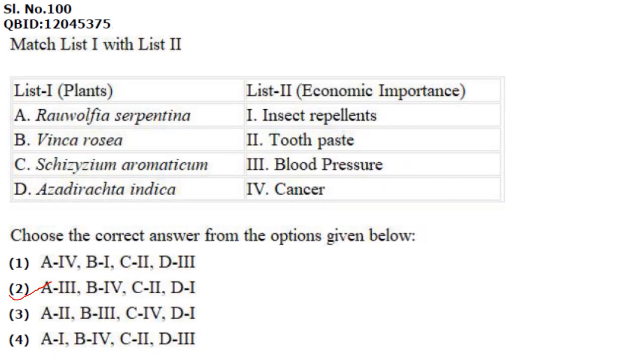Next one, Rauwolfia serpentina and its economic importance. So the economic importance of Rauwolfia serpentina is that it is involved in blood pressure treatment. So A3. Vinca rosea is involved in cancer. B4. Syzygium aromaticum, it is in toothpaste. And Azadirachta indica, that is your neem tree, it is involved in insect repellent. D1. So the answer here is option 2. A3, B4, C2, D1. So that's it.